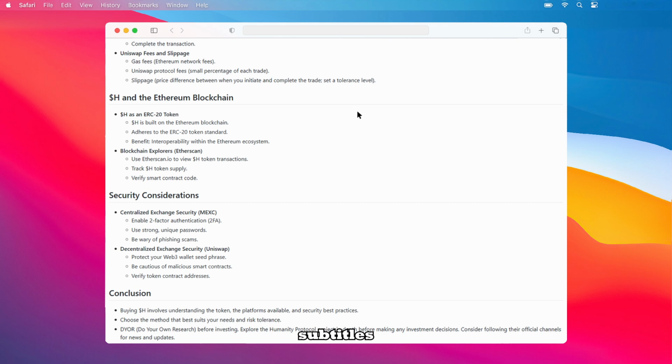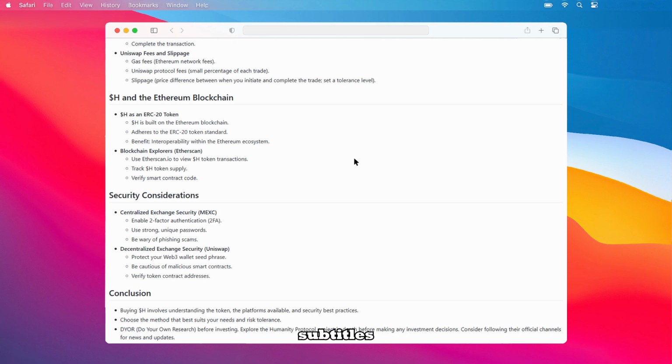For centralized exchanges like MEXC, enable two-factor authentication and use strong, unique passwords. Be wary of phishing scams. When using decentralized exchanges like Uniswap, protect your Web3 wallet seed phrase, be cautious of malicious smart contracts, and always verify token contract addresses. In conclusion, buying $H involves understanding the token, the platforms available, and security best practices.